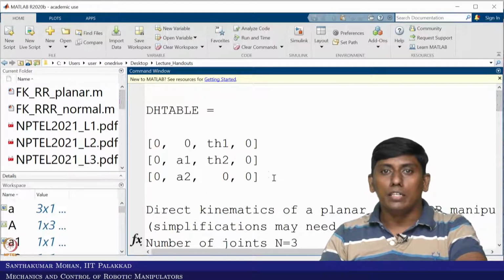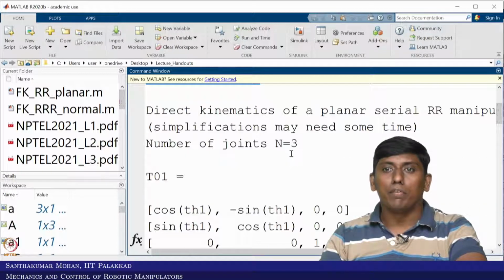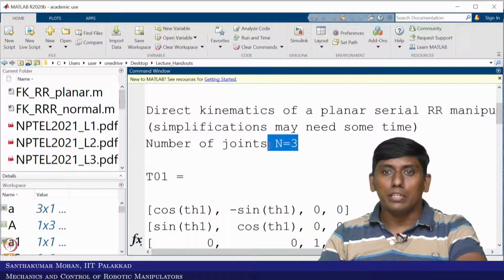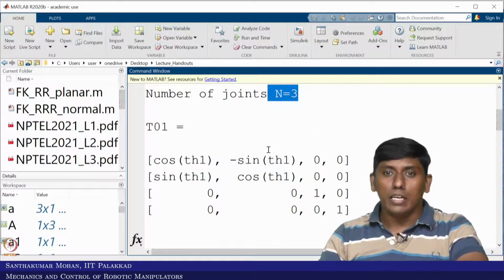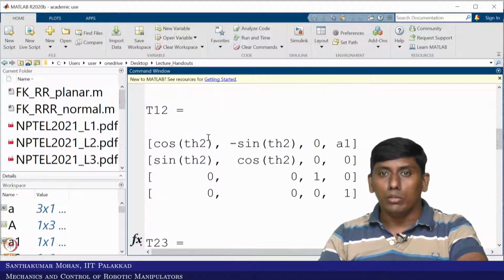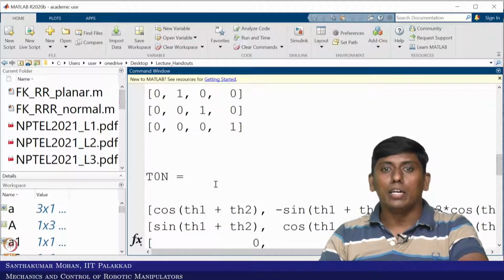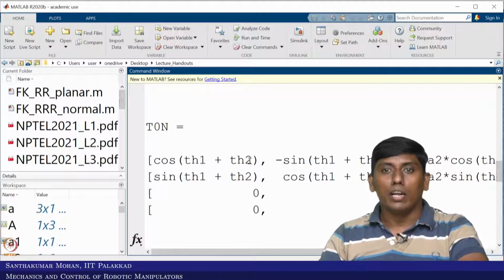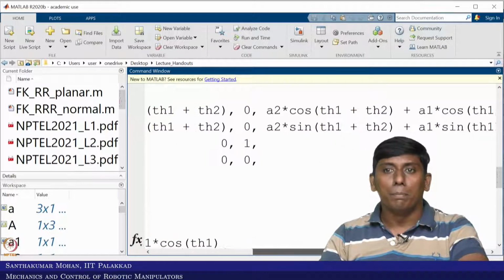First it gives the DH table. Then it says that the direct kinematics of a planar serial RR manipulator is happening, and simplification may need some time. The number of joints is here 3. So, you would be expecting 3 transformation matrices, T01, then T12 and T23. Now if you post multiply, finally you will get T0n, which is in this form. You can see this is the form.